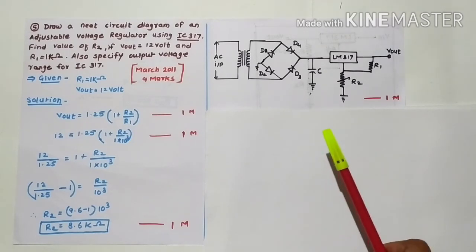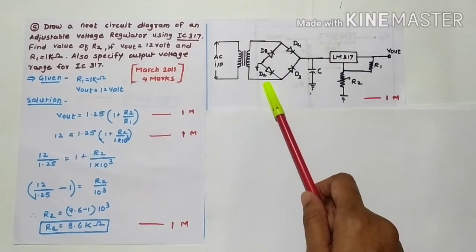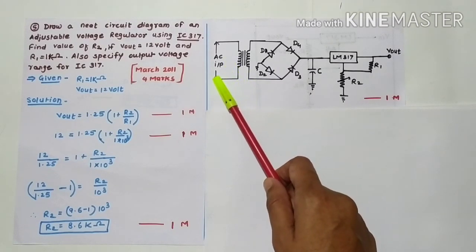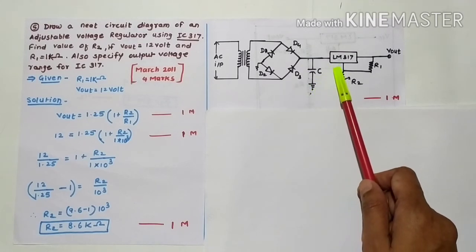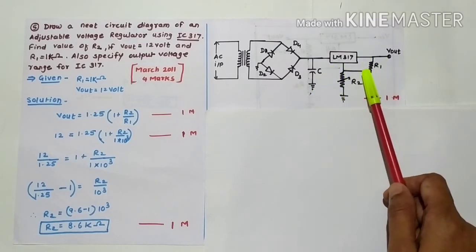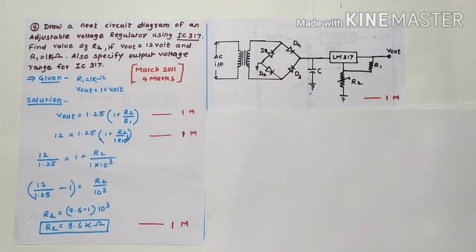Let's remember that you have to follow each step in the proper sequence. This is a bridge rectifier. For example, this is an AC input, then transformer, bridge rectifier, capacitor, IC LM317, then output with the help of this R1 and variable R2. Okay, students? So, if you do more practice, then easily you can solve any problem related to voltage regulator using Zener or voltage regulator using this IC LM317. Is that clear, students?